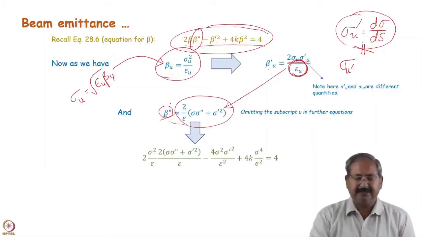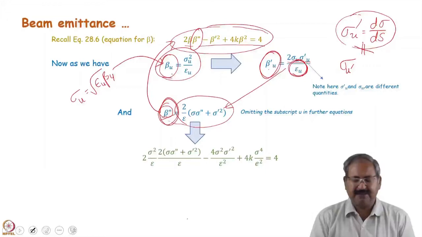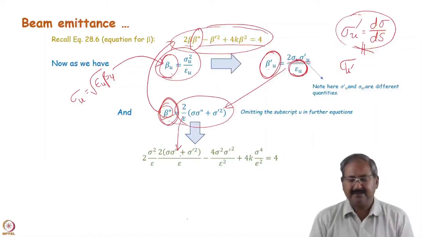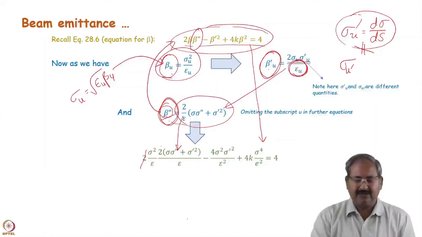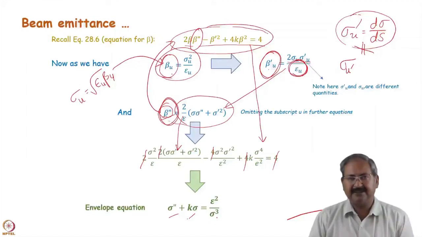So now we put this beta double prime, this beta prime, and this beta in this equation. What we get? 2 sigma square by epsilon or emittance, to this, and then beta double prime, this is this, sigma sigma double prime plus sigma prime square upon emittance minus 4 sigma sigma prime equal to. So we have now from this equation to this equation. You can see that 4 will be cancelled out, and after rearranging, you will get sigma double prime plus k sigma is equal to emittance square upon sigma cubed.